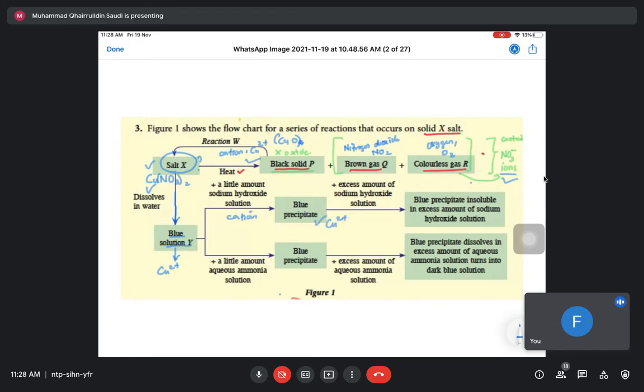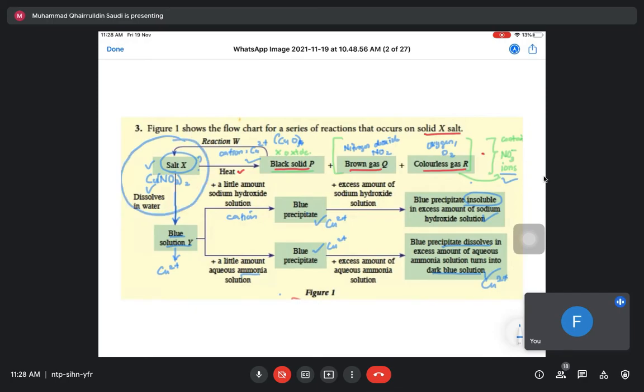Kita add excess sodium hydroxide. Blue precipitate insoluble. Confirm copper 2+. Kita tambah pula dengan ammonia. Dapat blue precipitate. Sama juga. Confirm yang tu Cu2+. Letak in excess. Blue precipitate dissolve. Jadi dark blue solution. Confirm Cu2+. Okay, so confirm lah awak punya salt X adalah copper 2 nitrate.